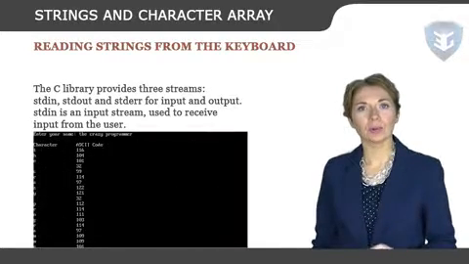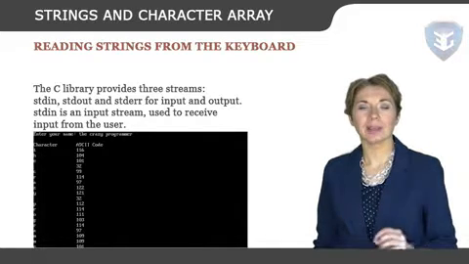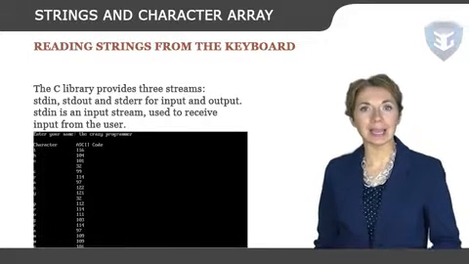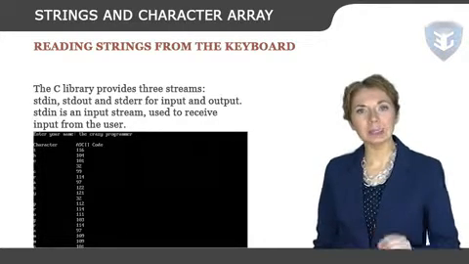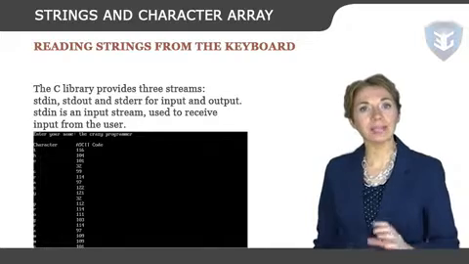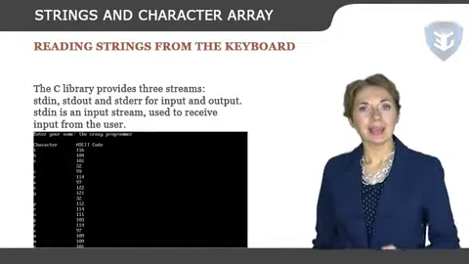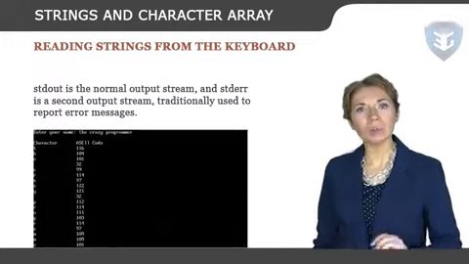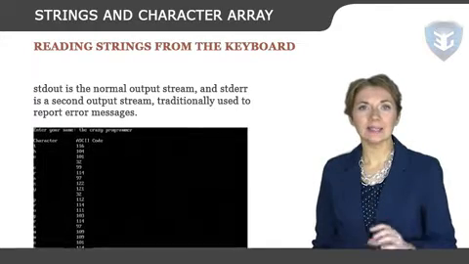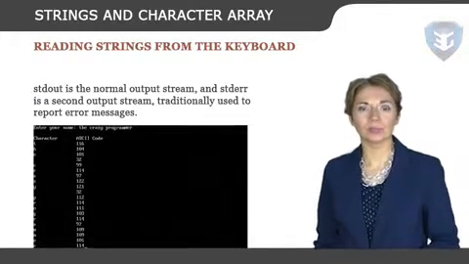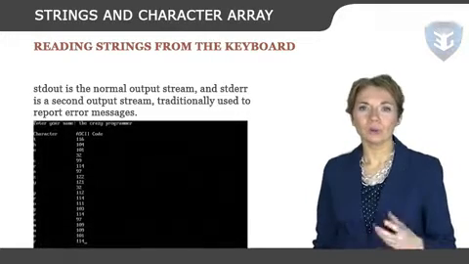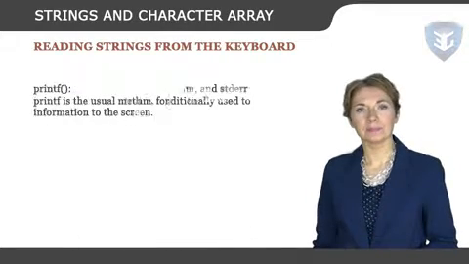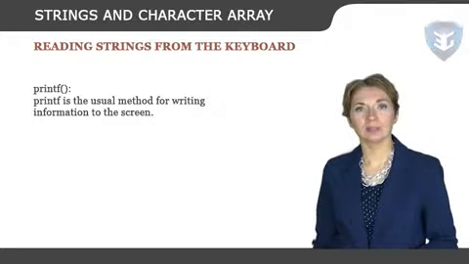The C library provides 3 streams: stdin, stdout, and stderr for input and output. stdin is an input stream used to receive input from the user. stdout is the normal output stream, and stderr is a second output stream, traditionally used to report error messages or other unexpected output.